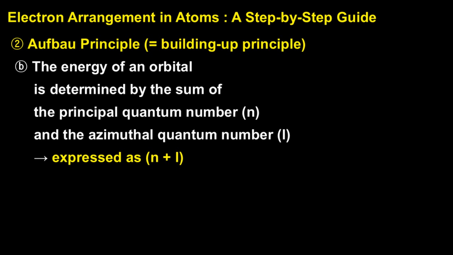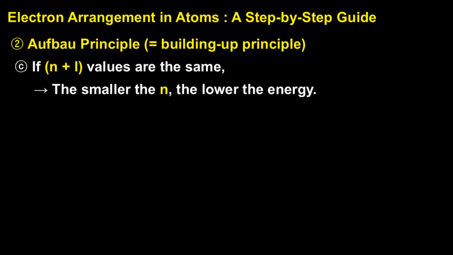But how do we figure out which orbitals have higher or lower energy? Well, the energy of an orbital isn't just random, it follows a specific pattern. It's determined by the sum of two quantum numbers, the principal quantum number, n, and the azimuthal quantum number, L. In simple terms, you just add them up, n plus L. And that gives you a way to compare orbital energies. Now here's the rule. If two orbitals have the same n plus L value, the one with the smaller n is lower in energy. So even if the total is the same, a lower n gives you a more stable, lower energy orbital.